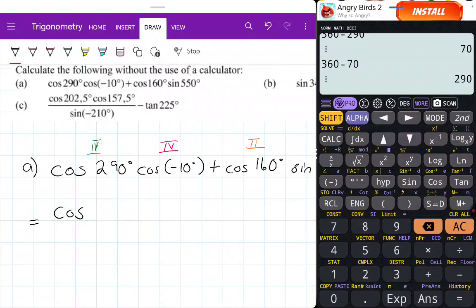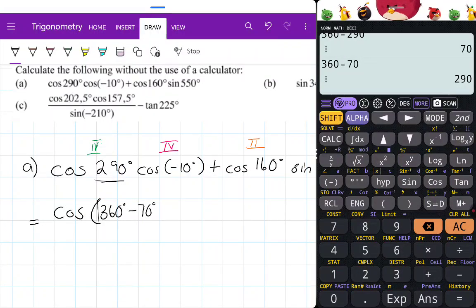The second line is the line that we want. 290 must be at the bottom, because 290 is what we're wanting to replace. Whatever we're writing must equal 290. So if the bottom says 290, we're going to write the top line, all of it. 290 is 360 minus 70 degrees. All of it gets written down.